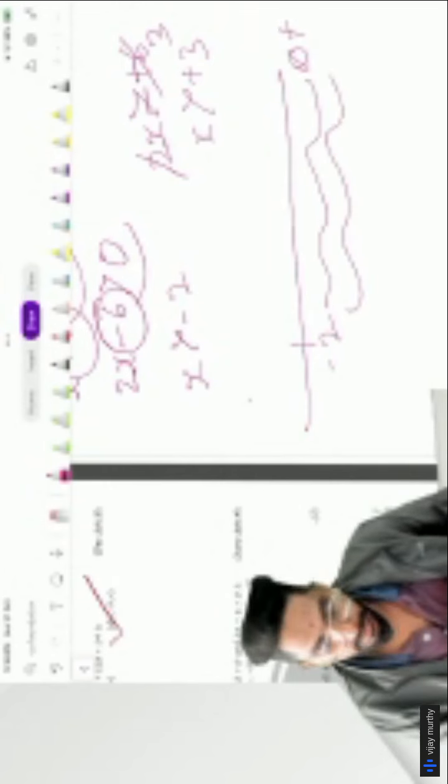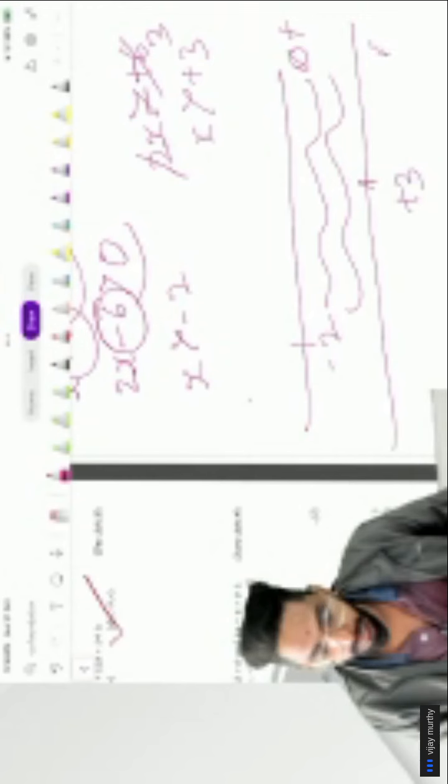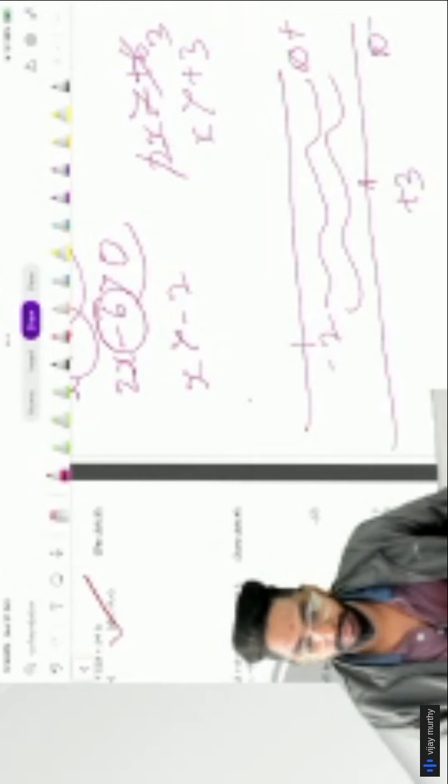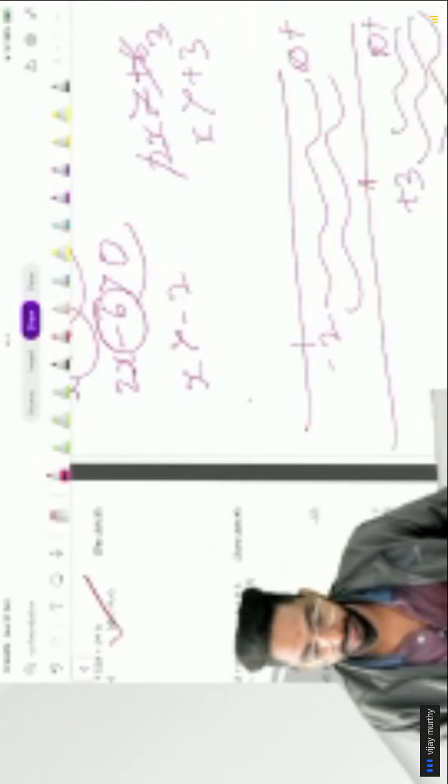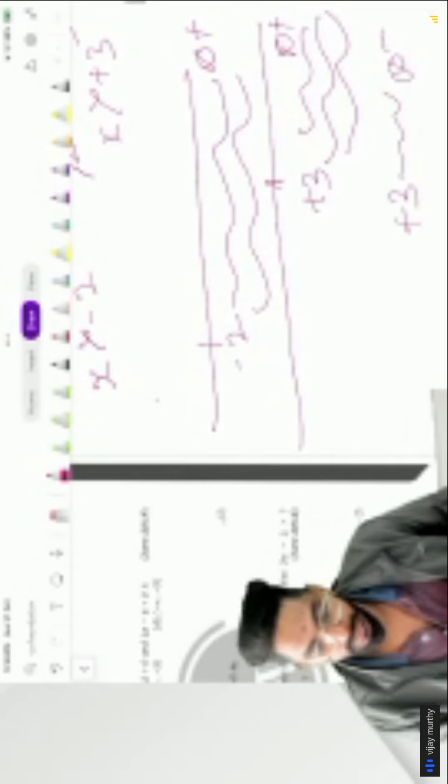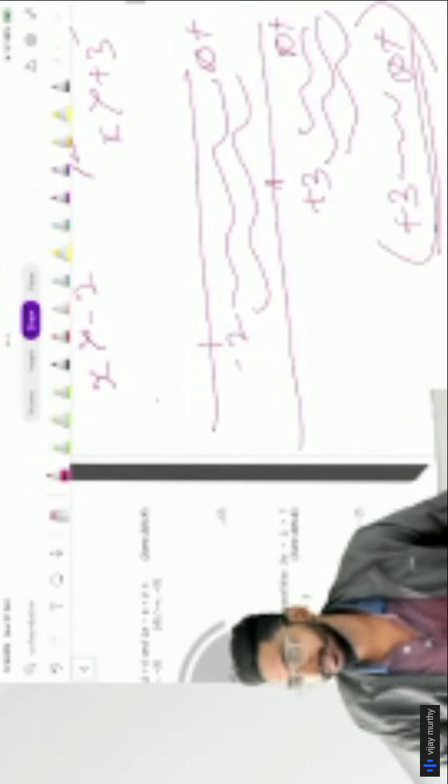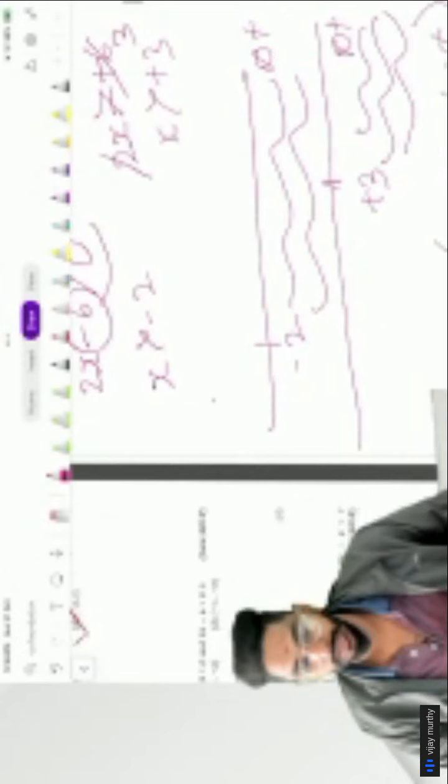Another feasible region is +3 to +infinity. For both, which is the common region? +3 to +infinity. That is in small bracket. Since there is no equal sign, we put small bracket.